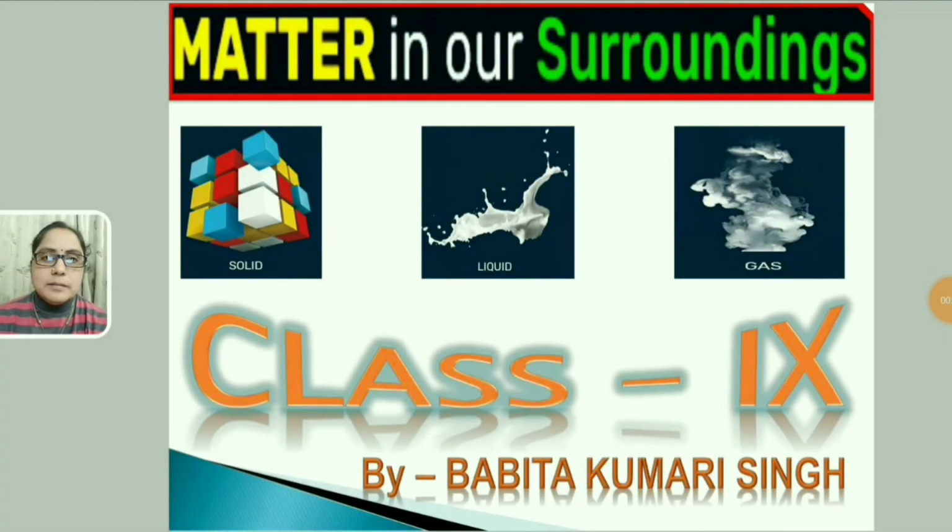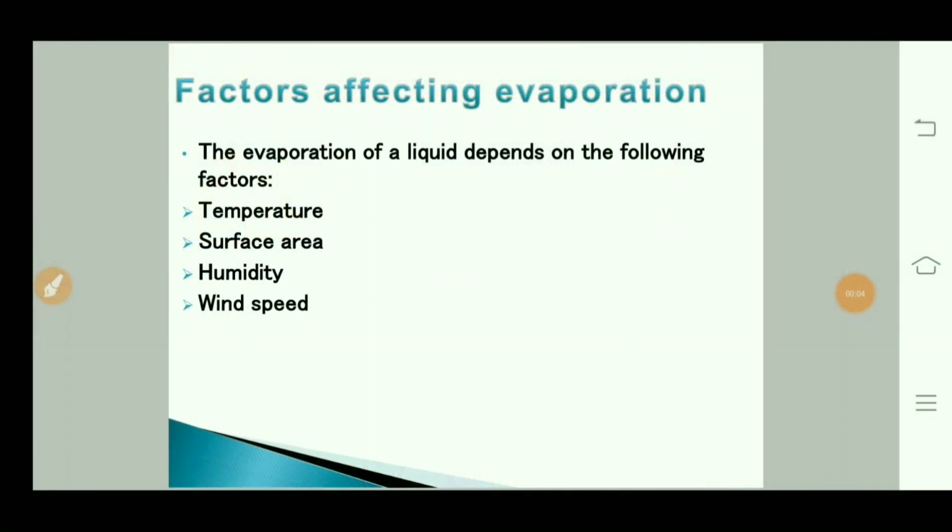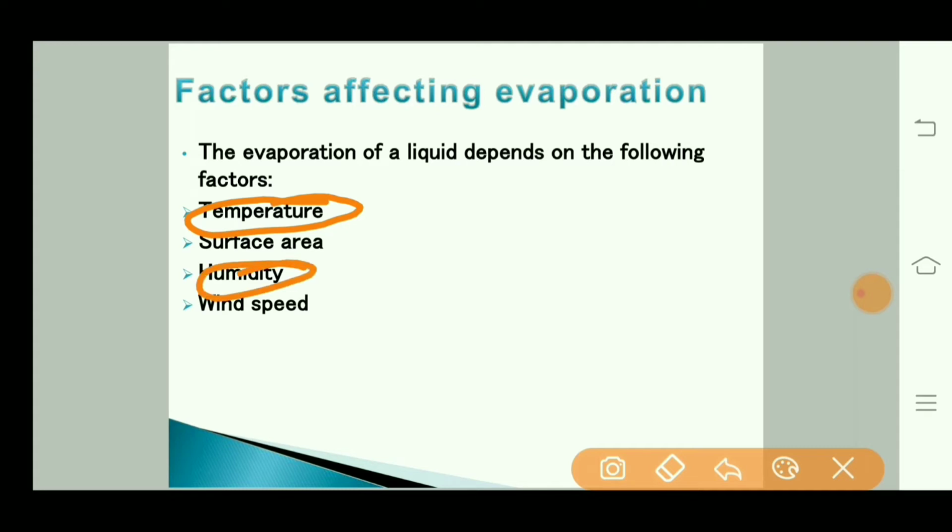Hello students, good morning. In the last class, I told you about the factors affecting the rate of evaporation. Today, we will discuss these factors in detail. These are the four factors: temperature, surface area, humidity, and wind speed. So first is temperature.